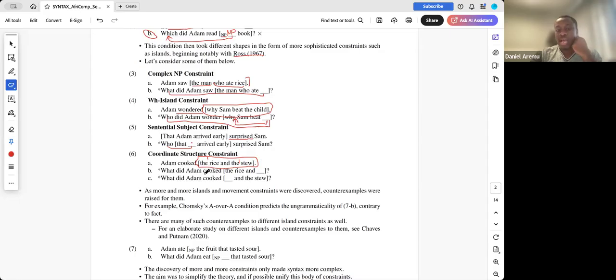So 6b, what did Adam cook the rice and? What did we do? We moved the second conjunct out of this whole coordinate structure, and by doing that, it's ungrammatical. And in 6c, we are moving the first conjunct out of this coordinate structure. What did Adam cooked and the stew? Again, ungrammatical. So all these structures are islands, and because they are islands, the constraint says you don't move out of them. When you move out of them, those islands are violated, and that causes ungrammaticality.